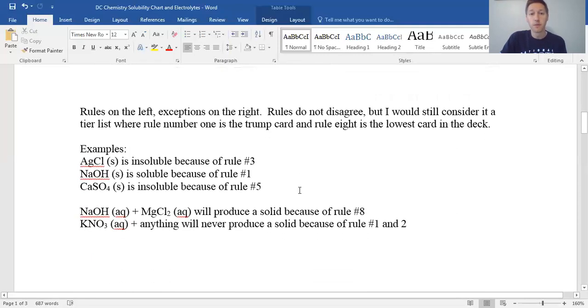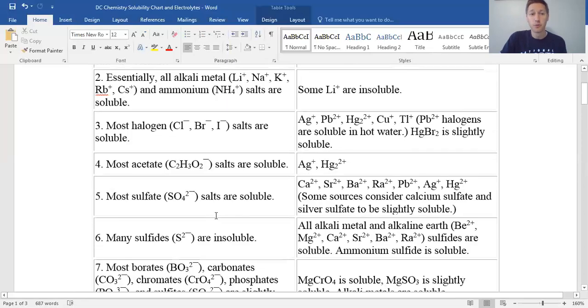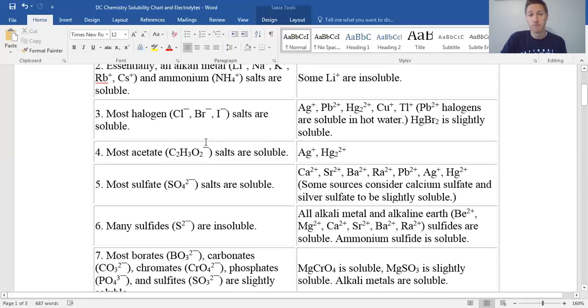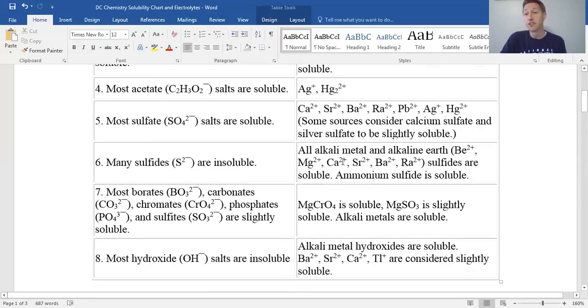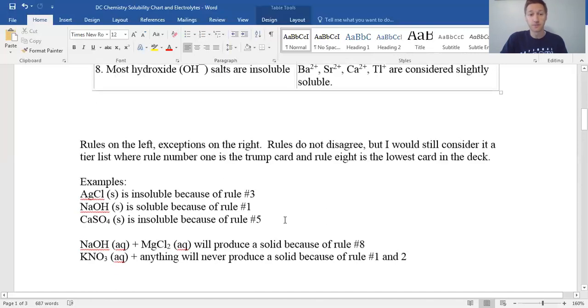So, again, we should remember that the rules are on the left, exceptions on the right. The rules should not disagree, but if you're comparing them, the rules higher up are more important, all right? And if you're not sure, if you can't find something, if it's a big charge, and by big charge I mean -2, +2, -3, +3, those things tend to be insoluble. If it's some compound that's not on here and it has a charge that's not ±1, you should consider it to be insoluble in water.